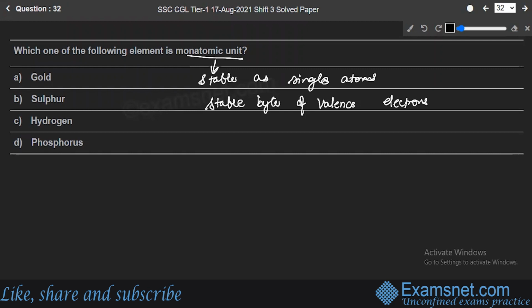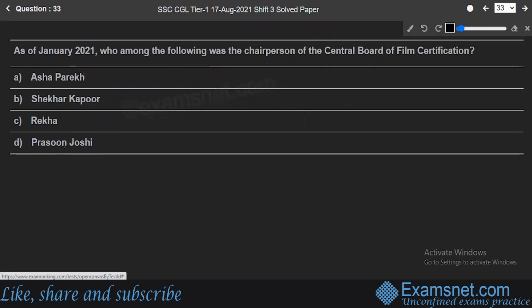The atomic number of the monatomic element is actually equal to the number of protons present in the given element. Here, gold, which is written as Au in the chemical symbol, is the one which is a monoatomic unit. Sulfur, hydrogen, and phosphorus always exist in combination with other elements. So, the answer to our question, the one element which can exist single-handedly as a monoatomic unit, is option A, gold. Right? Let's move to the next question, 33.